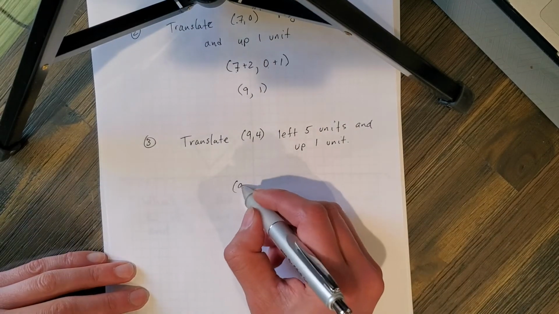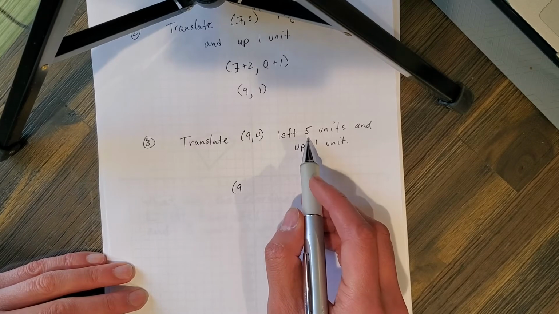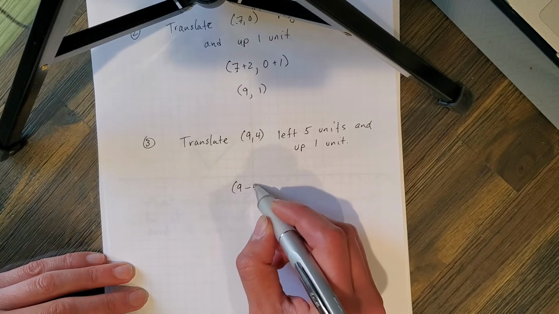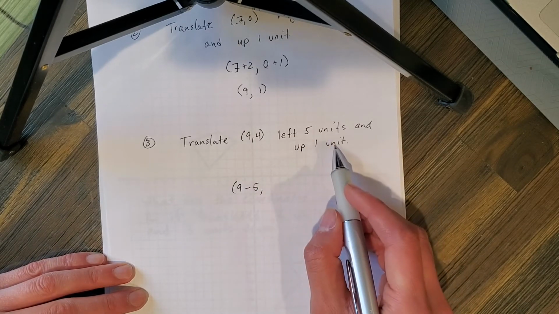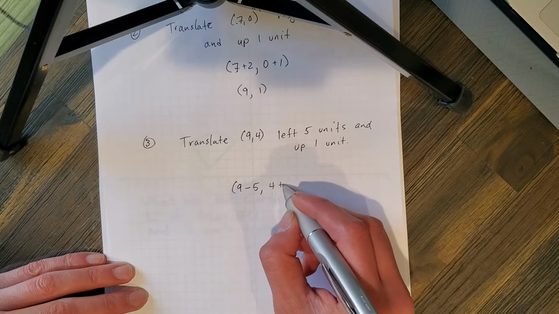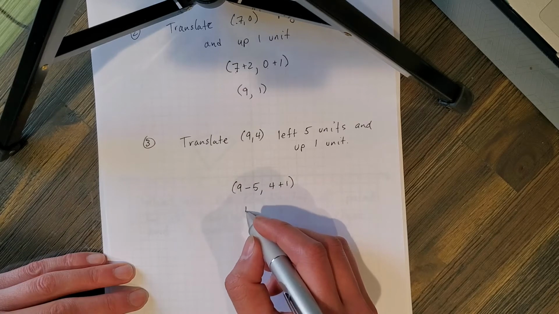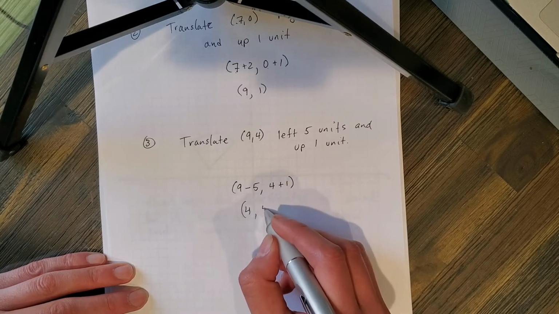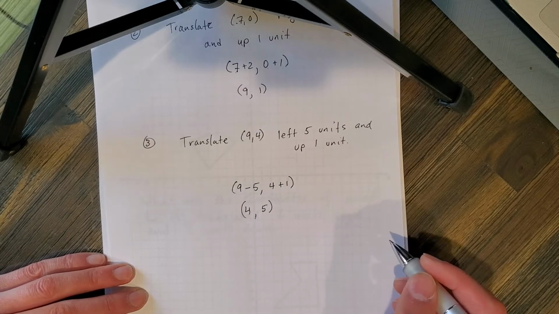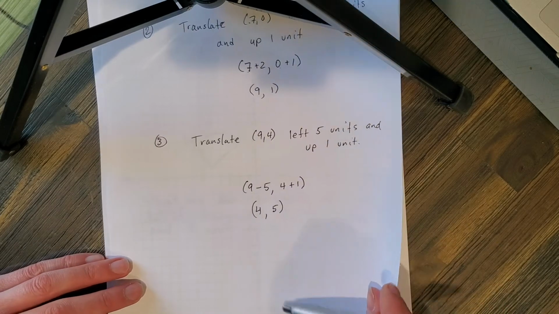Okay, let's do one more. So we have 9. We're going to go left 5 units. So that's going to be subtract 5. And then we're going to go up 1 unit. So it's going to be 4 plus 1. See that? So 9 minus 5 is 4. And 4 plus 1 is 5. That's it. Pretty simple, huh?